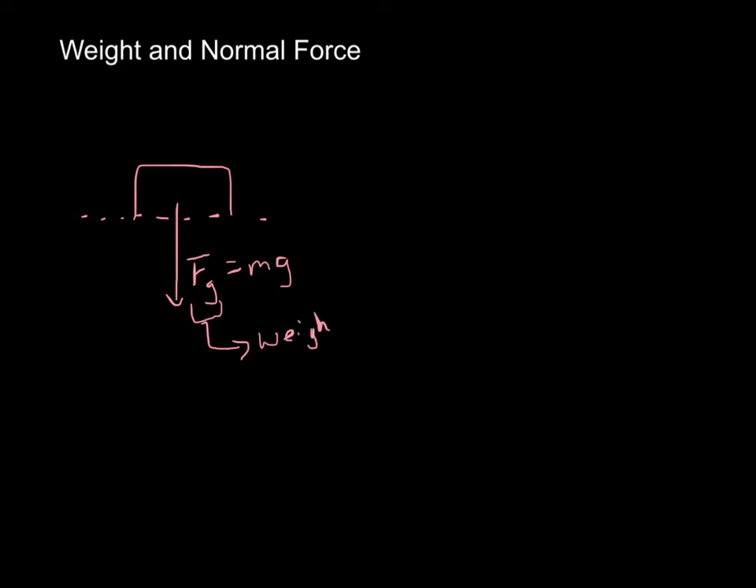So let's start by looking at weight and normal force. If we have a box here sitting on a surface, gravity is going to be acting down on this object. Remember, force is equal to mass times acceleration, so the force of gravity is equal to mass times the acceleration of gravity, g. This quantity here, mg, is what we call the weight of an object. When you measure your weight on a scale, you're measuring the force of gravity acting on you.